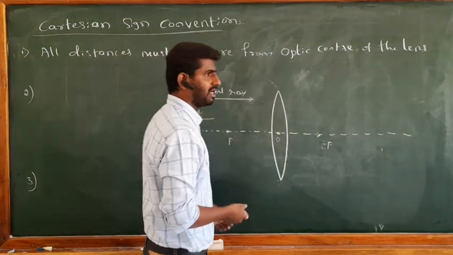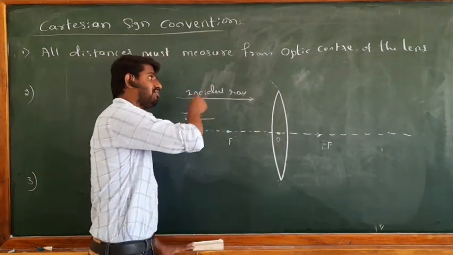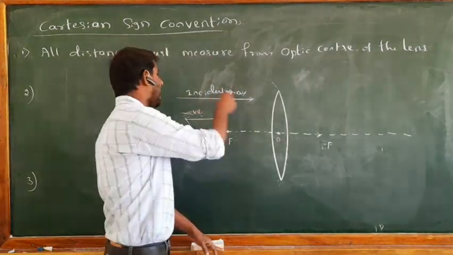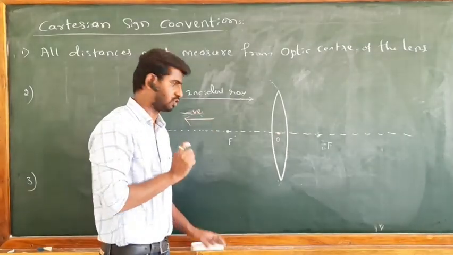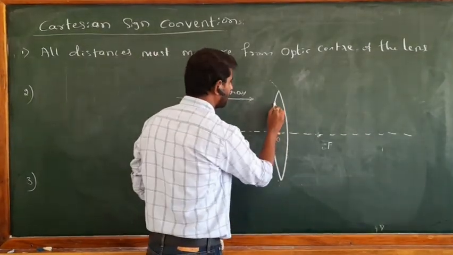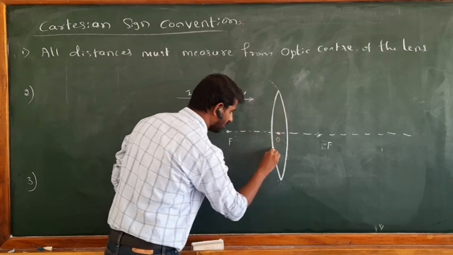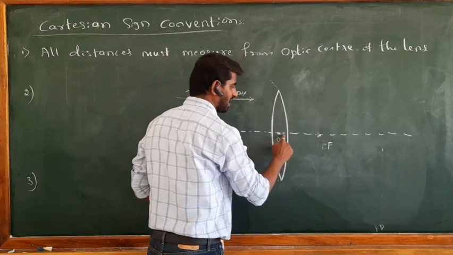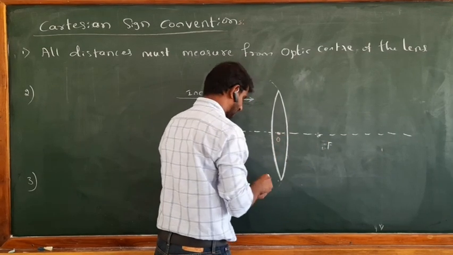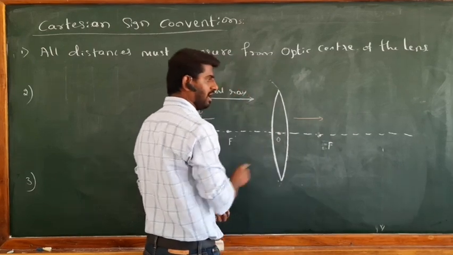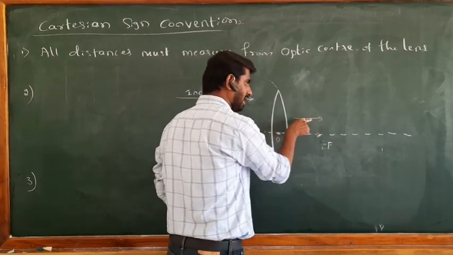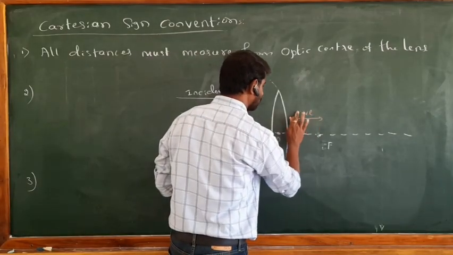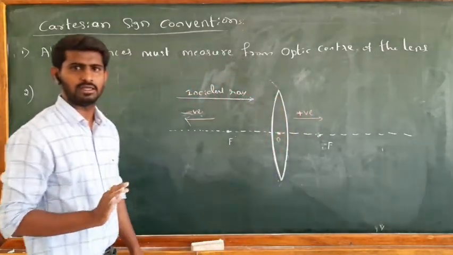If the direction of measurement is the same as the direction of the incident ray, we should take them as positive. For example, I want to measure the radius of curvature of this surface. I start to measure 1, 2, 3, 4, 5 like this. Okay, if our direction of measurement is like this, see here its direction and the incident ray direction are the same. So here we should take them as positive. Is it clear? So very simple.